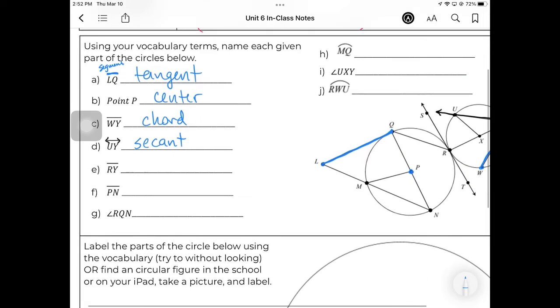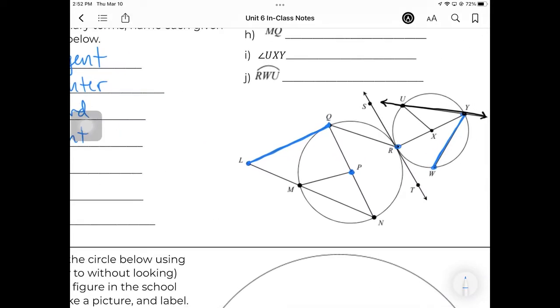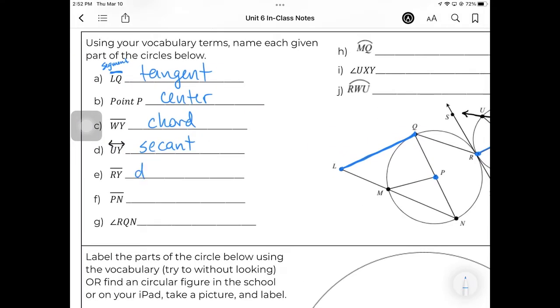Okay? RY. R starts here and goes through Y. R and Y, those endpoints are both on the circle, but it goes through the center of this circle X, which makes this a diameter. It goes all the way across the circle through the center. Part F, PN. PN is this one, this segment from P to N. That's only half of the full width of the circle. It starts at the center and goes to a point on the edge. That makes this a radius.